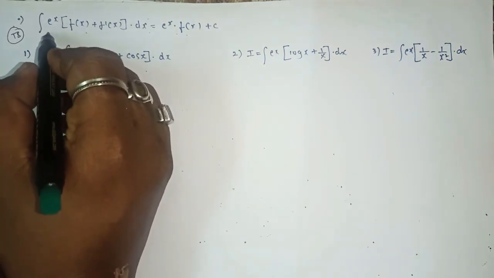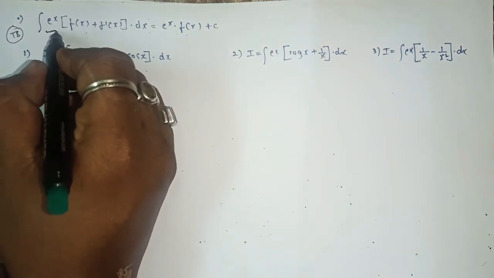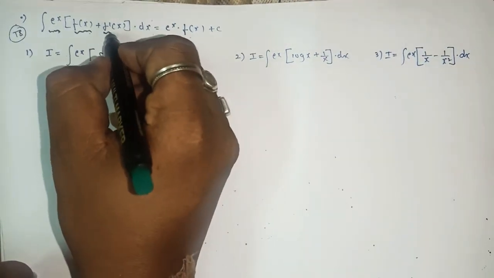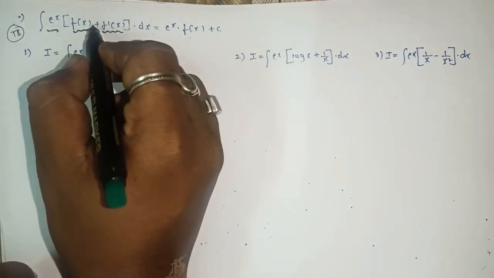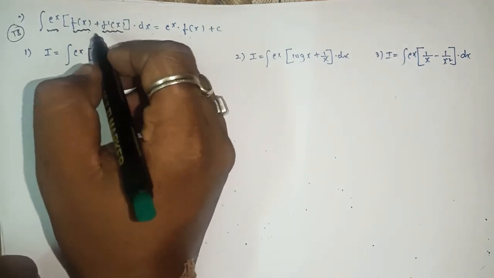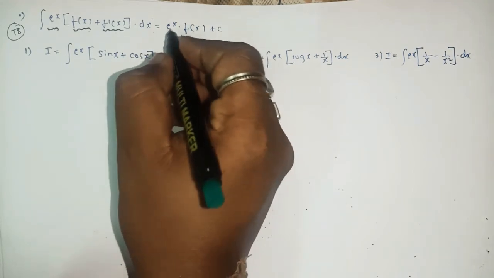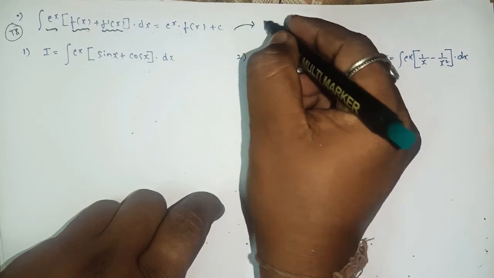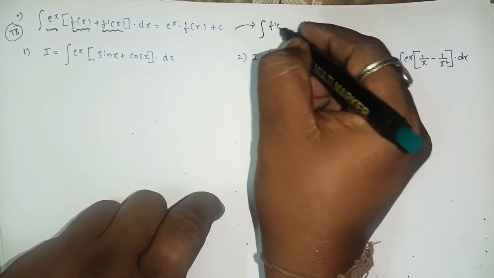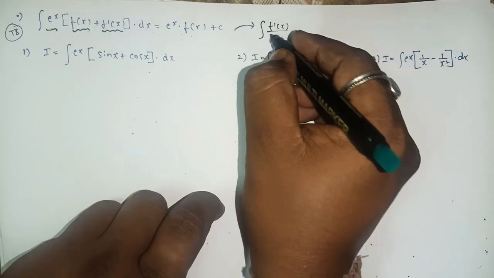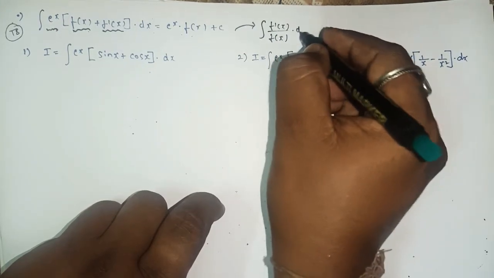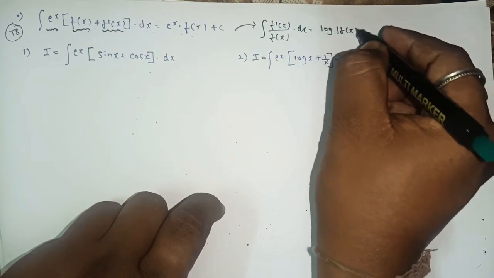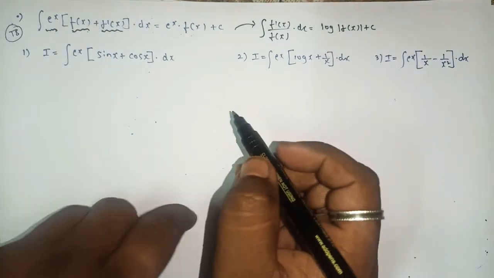Integration, e raised to x should be there, then inside the bracket you must have the two functions, separated by plus. Then it is equal to e raised to x into f of x plus c. This formula looks like, not exactly similar, integration of f dash x upon f of x into dx, that is log mod of f of x plus c.